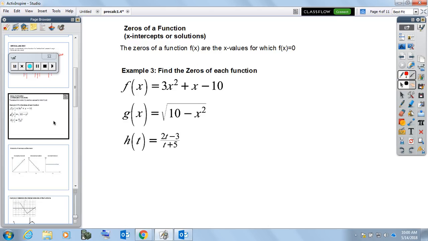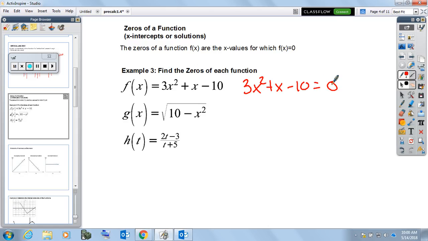Now, a zero of a function, I also want to make sure we are very clear. You may also see a zero known as an x-intercept, a zero known as a solution. They all mean the exact same thing. They are all asking you the question: what are the values of x that make y 0? That is the question that you are asking yourself. All right, well, let's take a look. We have 3x squared plus x minus 10. For part A, or this very first one, we need to set it equal to 0. So go ahead and find out what these two values are.